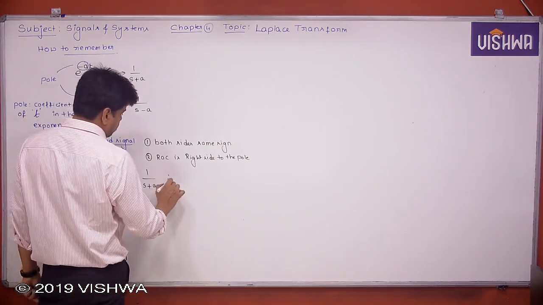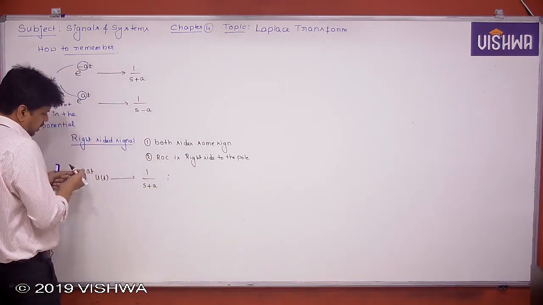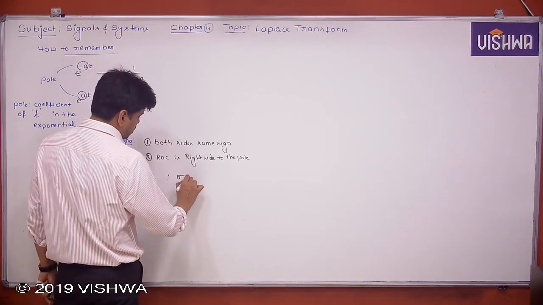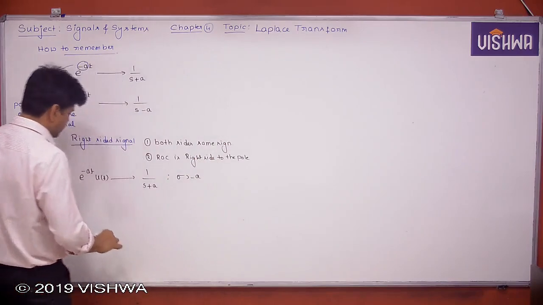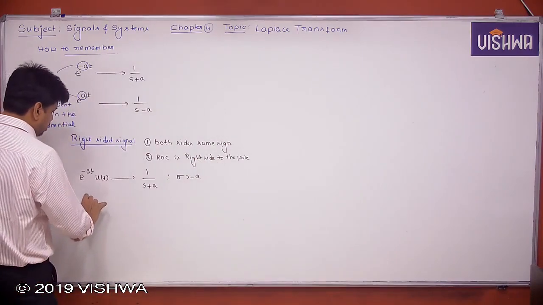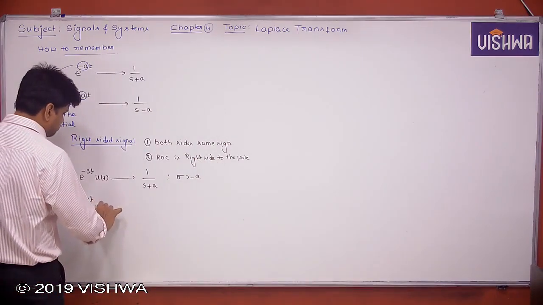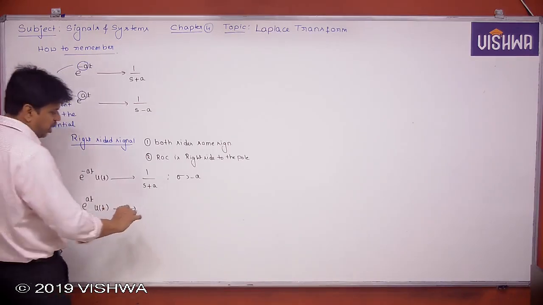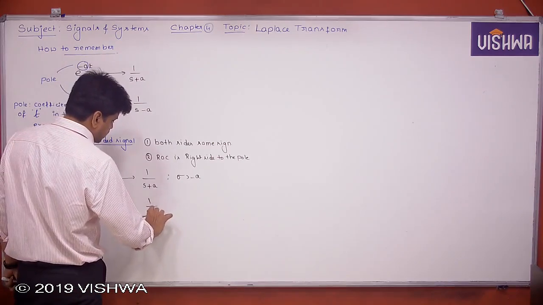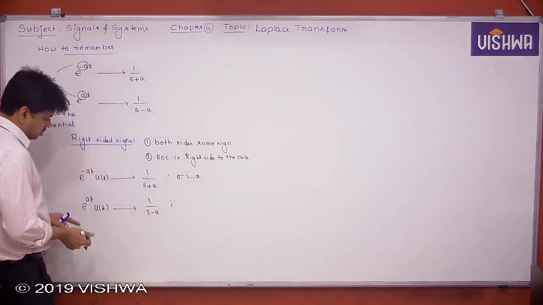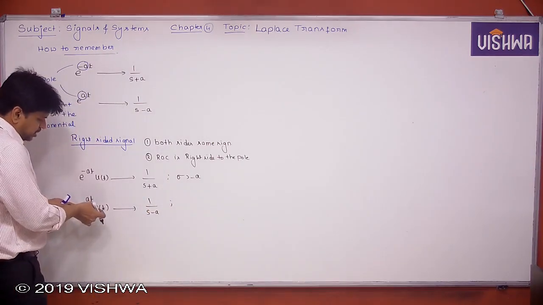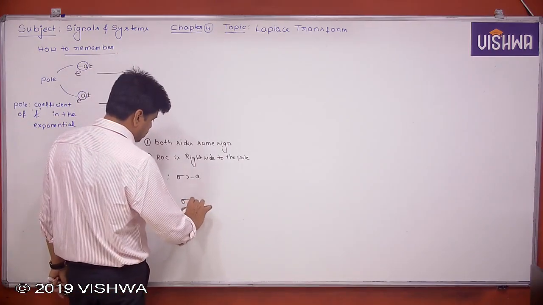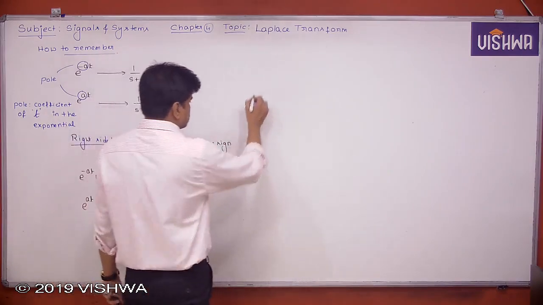Next, what is the pole here? Don't see here, directly see here. Pole is nothing but minus a, right side signal. So sigma greater than minus a. Next, e power at u of t. Whenever you see e power at, then you have to write 1 by s minus a. Next, what is the pole here? A, and it is the right side signal. So sigma greater than a. So this is the one thing.